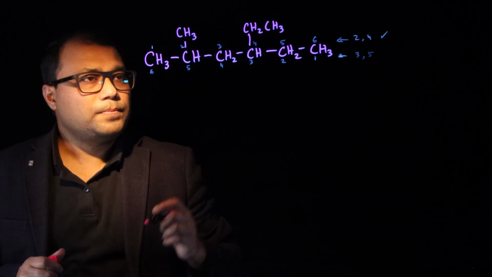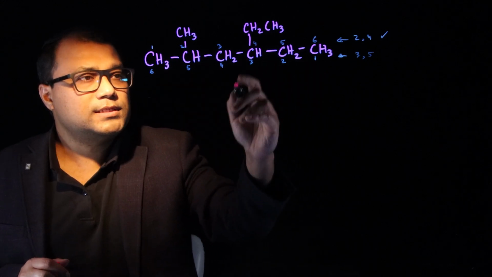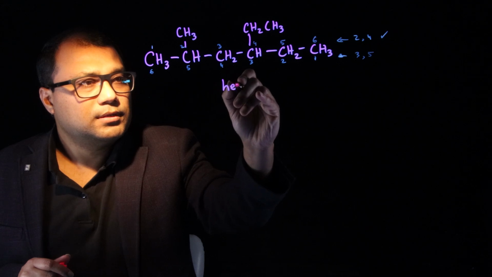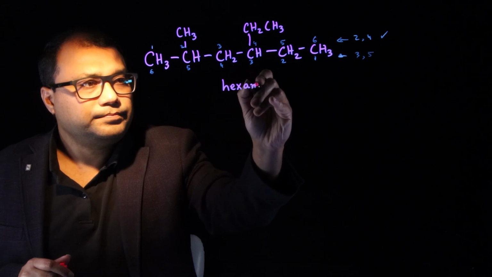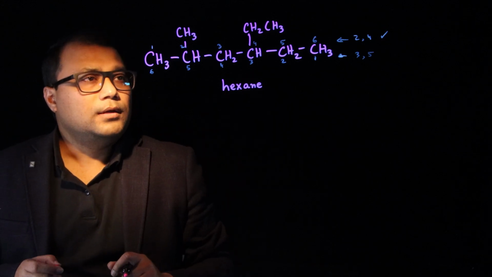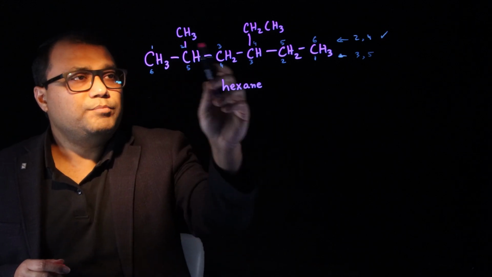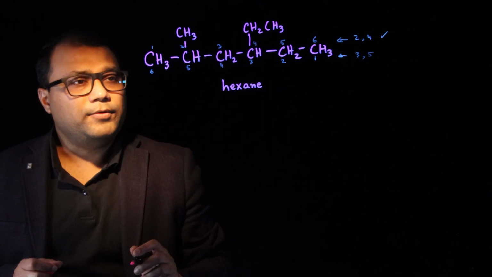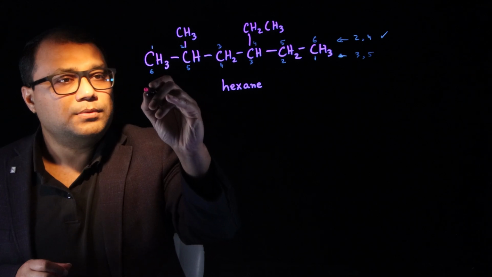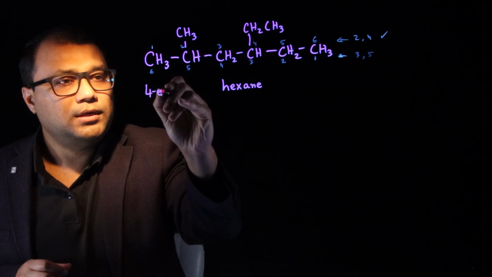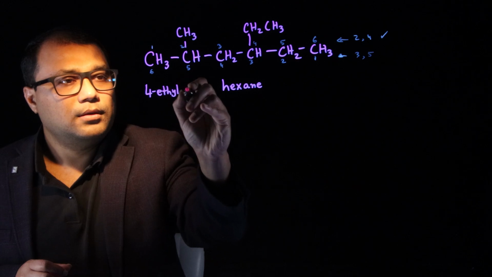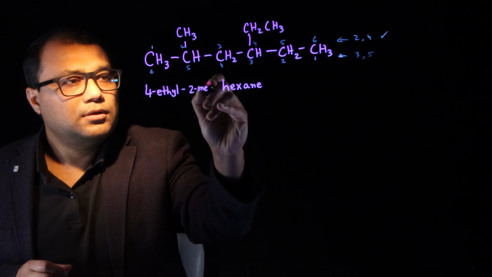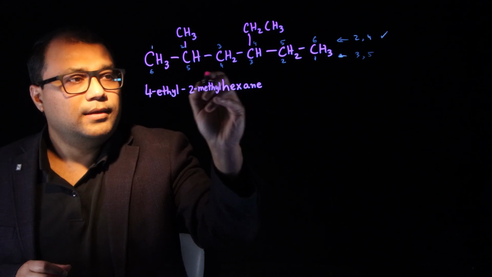So now it's 6 carbon atoms, all single bonds. So this is hexane. Okay, now at position 2 we have methyl, at position 4 we have ethyl. But ethyl alphabetically comes first. So this will be 4-ethyl-2-methylhexane.